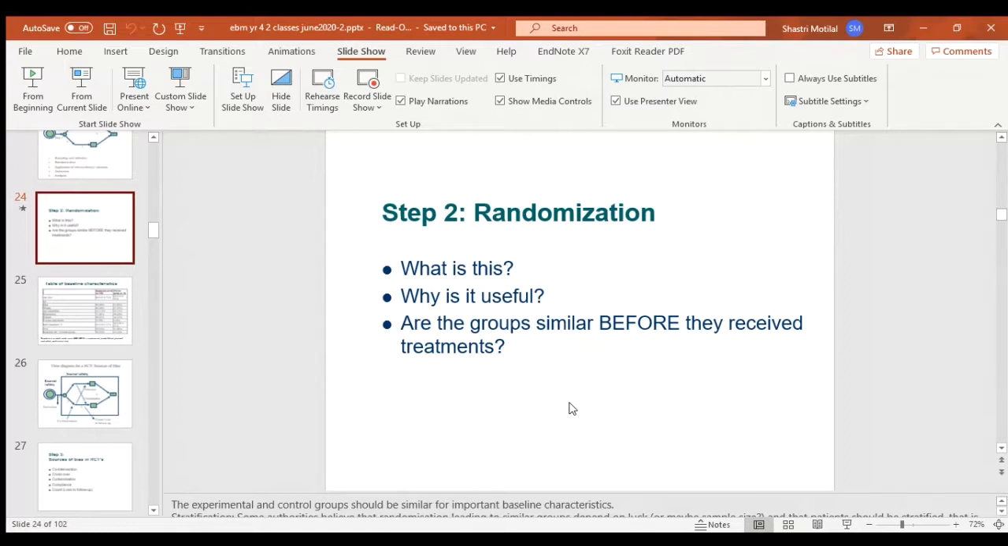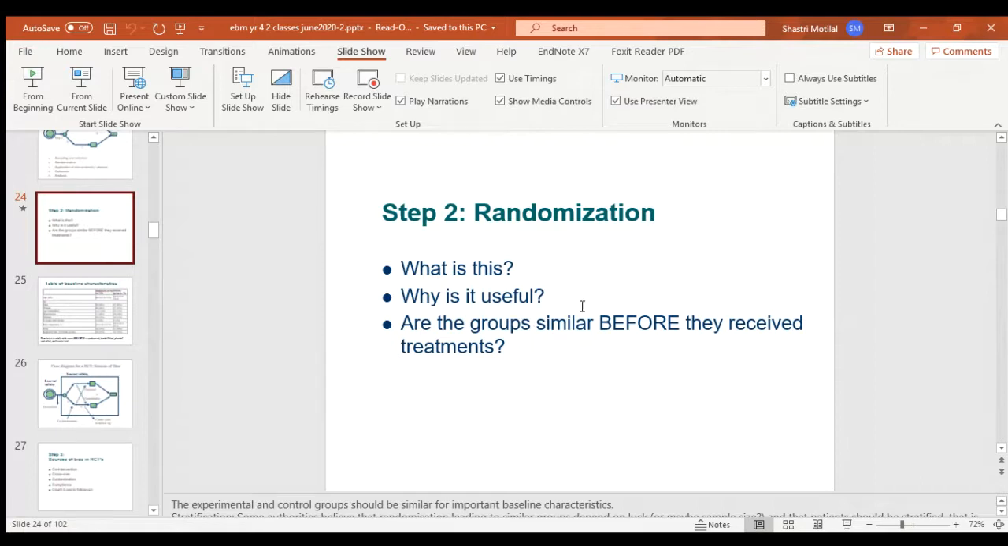The people who got the injections, in the first place, before they got the treatment, were already a little bit smaller compared to the other group. Randomization is done to avoid a scenario like this. It's done to avoid the scenario where the groups are uneven before you give them treatments.